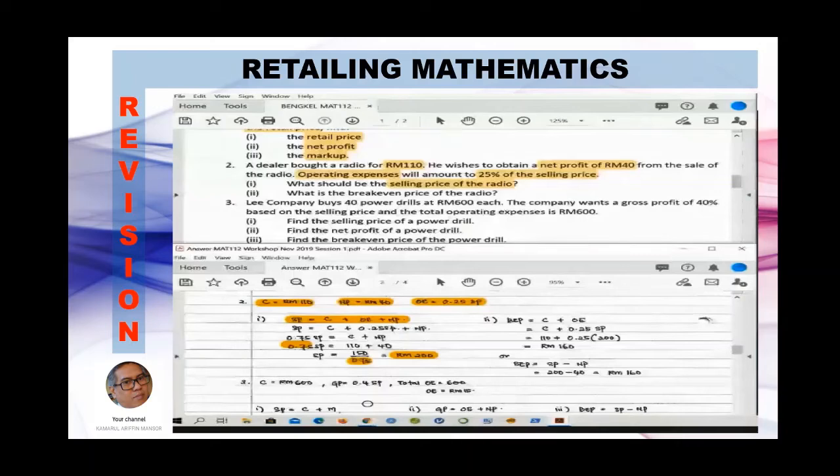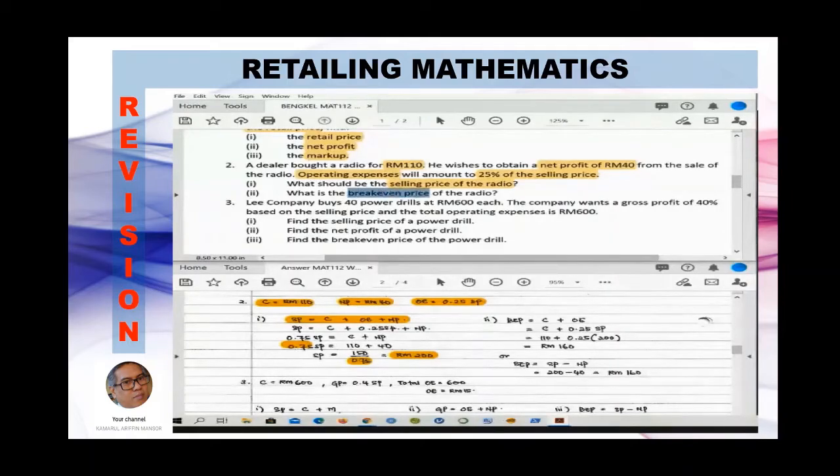Untuk yang the second one, dia minta kita cari break even price. So break even price ataupun bayar nilai harga balik modal. So maksud dia tak untung, dia tak rugi. No profit gain, no loss. Okay. So what you can do is just simply gunakan formula untuk break even price.